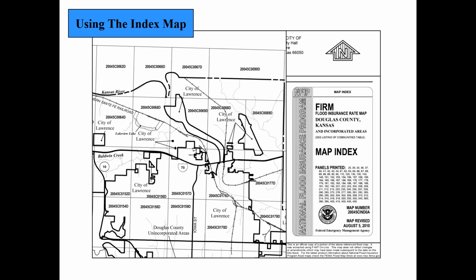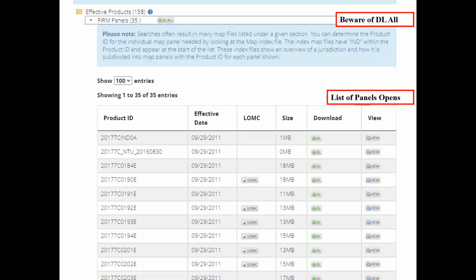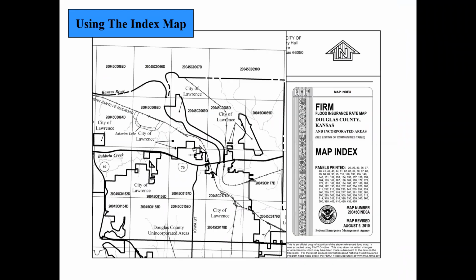So you can see all the panels start with 20045, and all the panels in Douglas County start with that. The C is for countywide. And so when we're looking at stuff in Shawnee County, it all starts with 20177C. So I'll show you that. Once you've narrowed down what panel you're looking for, you can just go back to your list, find that number, and open it.